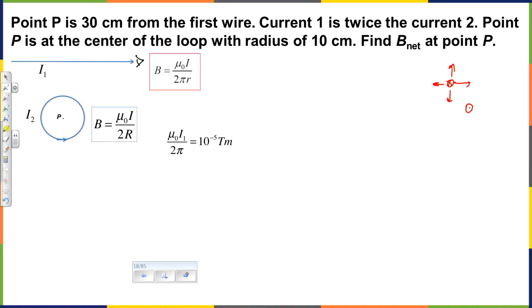So that's what we should use, that symbol for magnetic field number 1. Now, magnetic field number 2, how does it point? In and out, in or out.